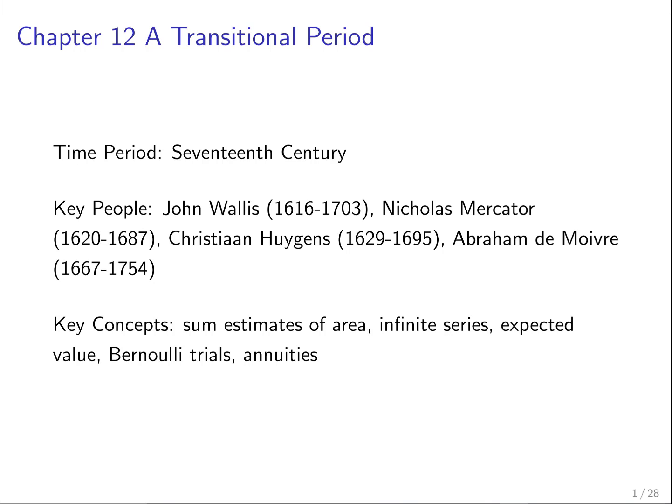This is Math 315, History of Mathematics. We're picking up with Chapter 12, a transitional period. In the 17th century, this is the time we're trying to set up our calculus now. Some key people here: John Wallis, Nicholas Mercator, Christian Huygens, Abraham de Moivre. With some key concepts, like I said, we're setting up calculus.